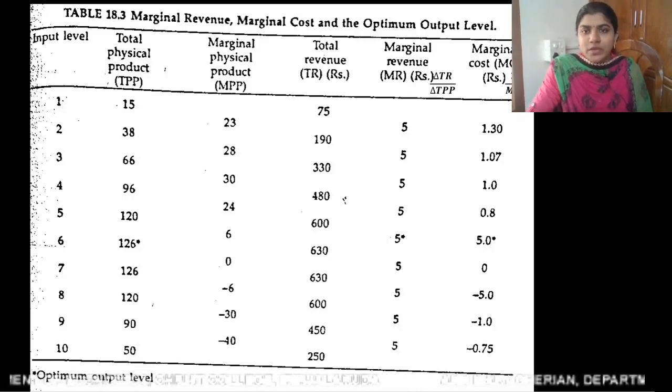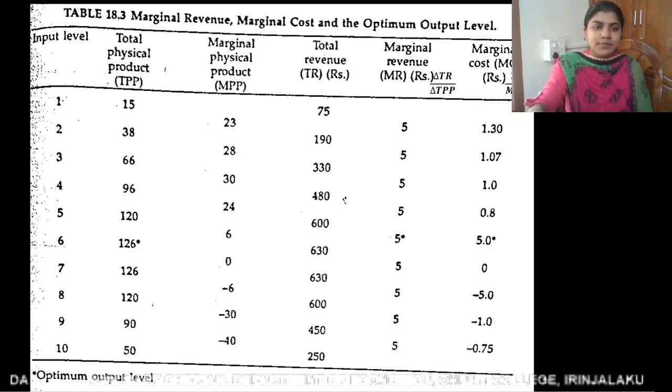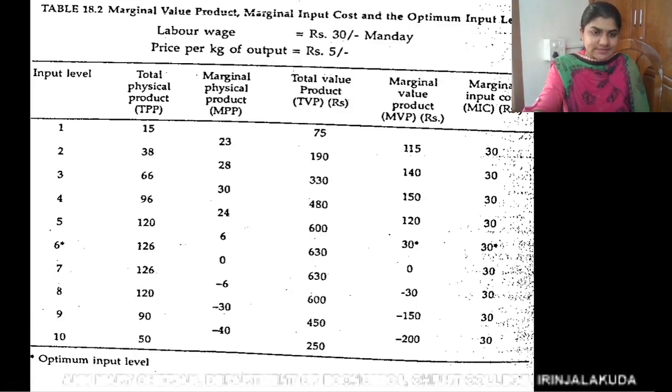We know that the optimum level of output is determined at the point where MC equals MR. So here MC equals MR at the output 126. So the optimum output is 126. At that particular point, MC equals 5 and MR equals 5. So 126 is the optimum output level, and our optimum input level is 6.